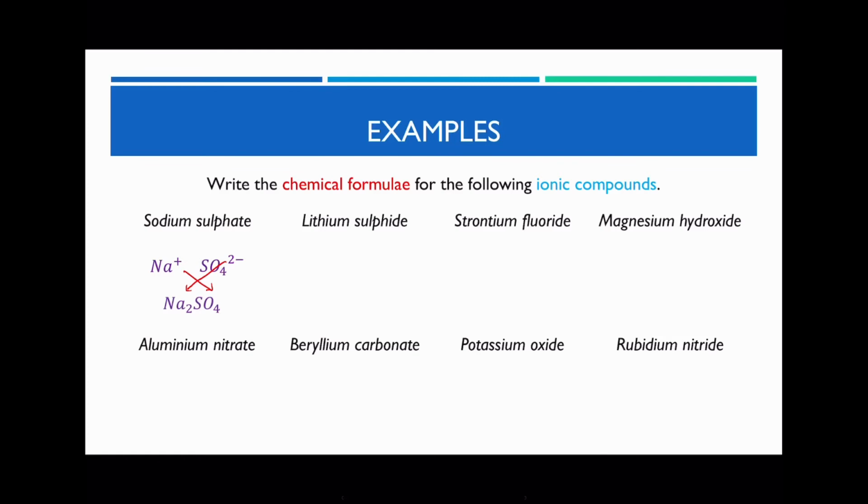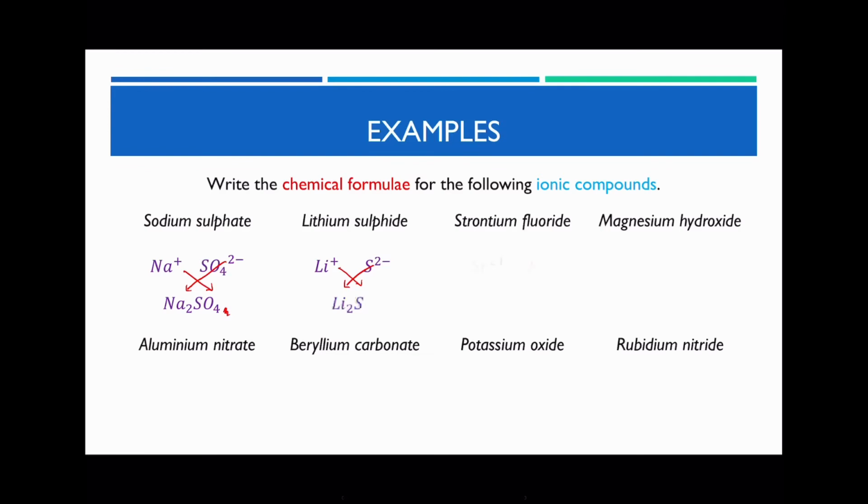We don't need to write the 1 over here because 1 is implied, so you don't need to do that at all. The next example is lithium sulfide. So lithium is Li+, sulfide is S2-. We crisscross again. And if we follow the crisscross, there are 2 lithium atoms with 1 sulfur atom. So it will be Li2S.